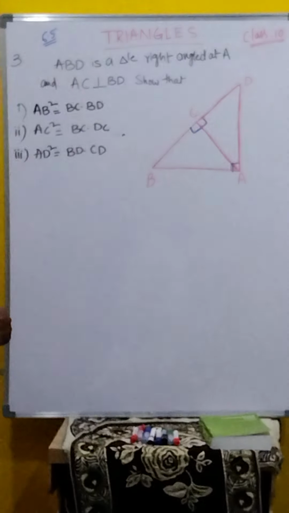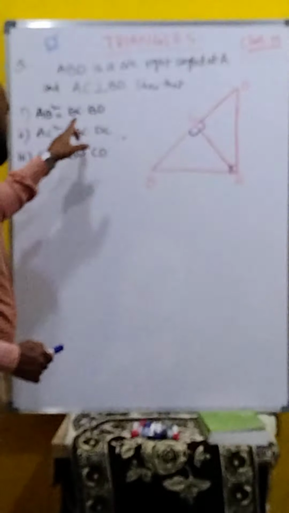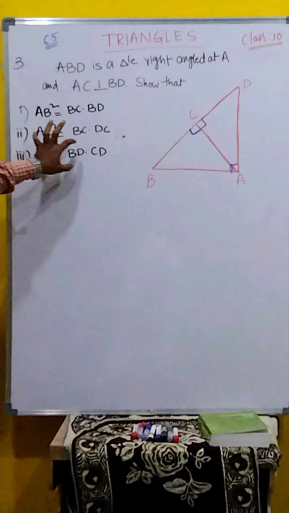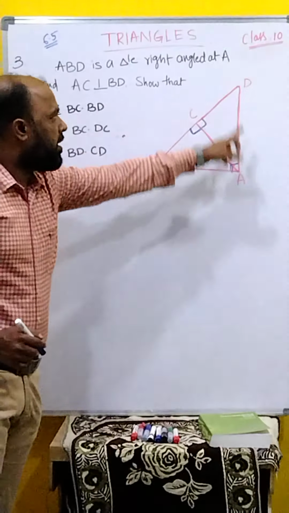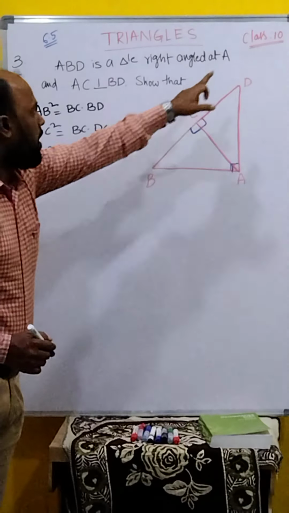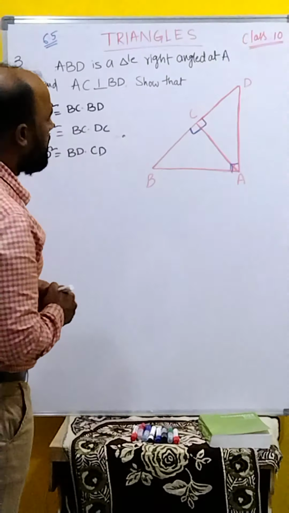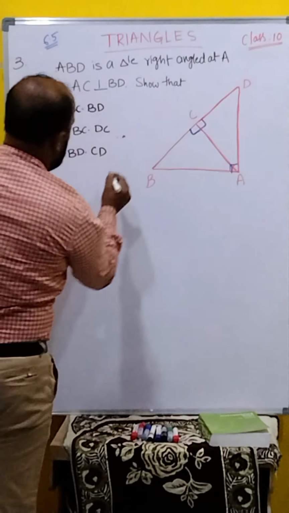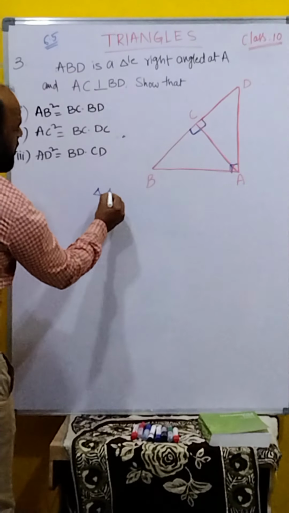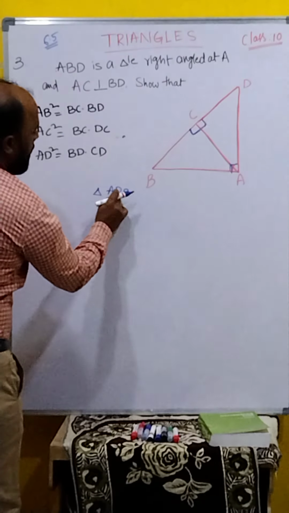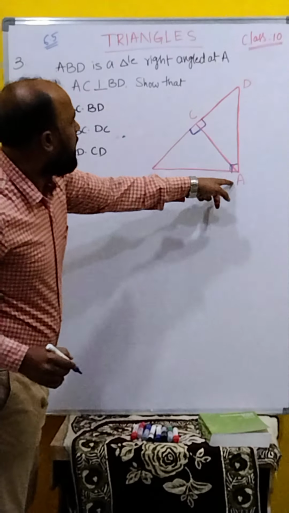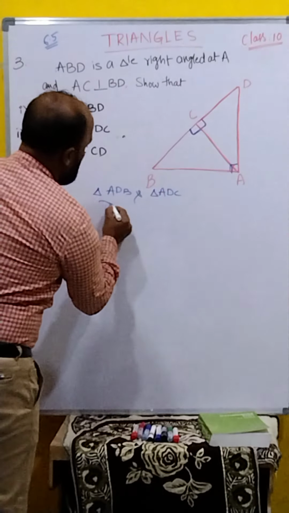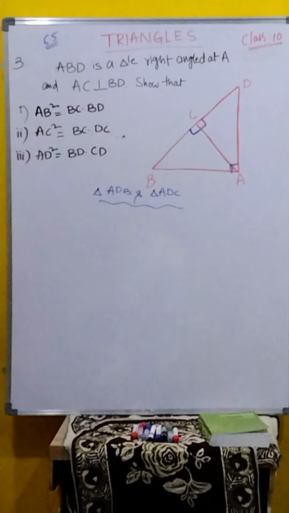Students, now we go for the third one. The first one, same way you complete the second one. I'll explain now the third one. What is given in the question is AD square is equal to BD into CD. That we have to prove. First select the triangles. Triangle ADB and triangle ADC.